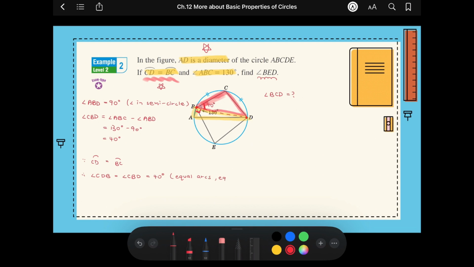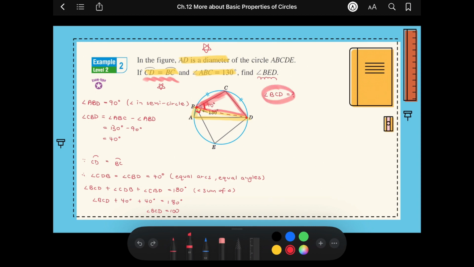But we don't have to use the reason for isosceles triangle here, because once you got those two angles, you can find a third one using angle sum of triangle. So angle BCD, adding angle CDB and your CBD equals 180. So angle BCD adding 40 and another 40 will equal 180. So angle BCD is 100.